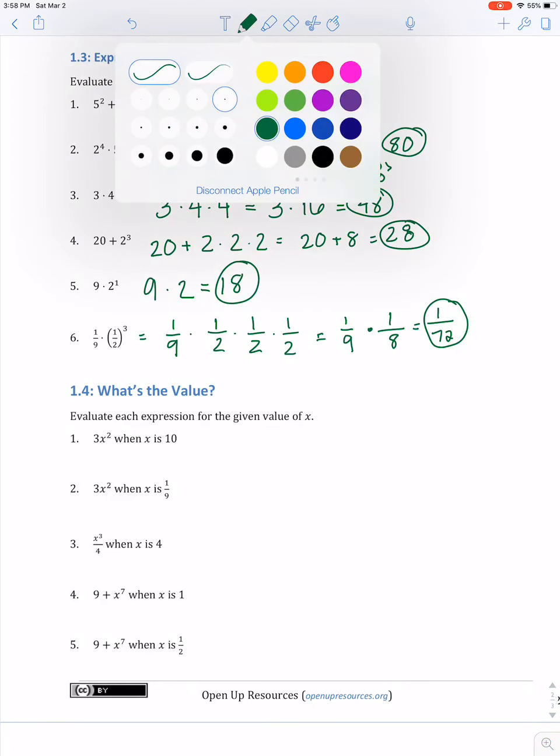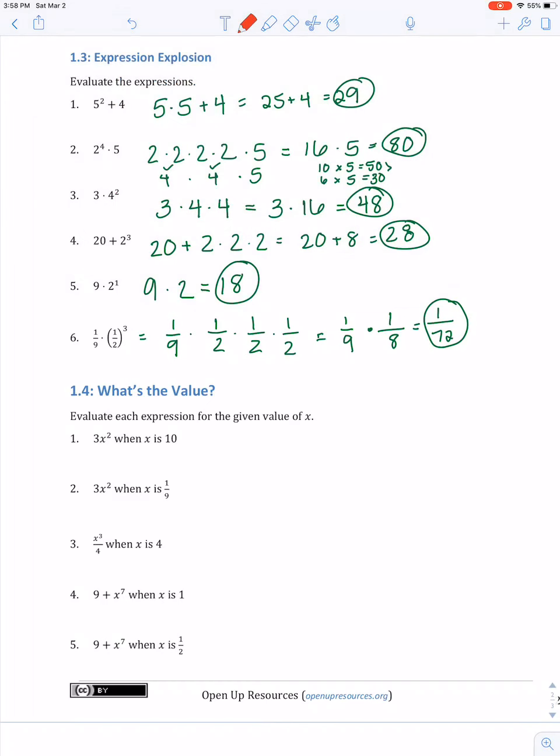Now for our last activity of the day, it's called 1.4 what's the value, and we're evaluating each expression for the given value of x. So for example, the first one is 3x squared when x is equal to 10. So how I would write this, if you guys notice, the only part that's being squared is the x value. So really this is 3 times x squared.